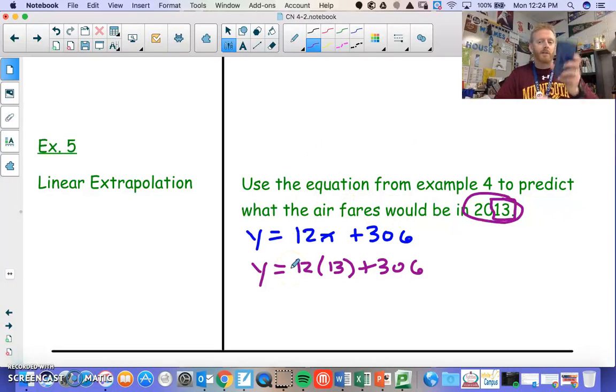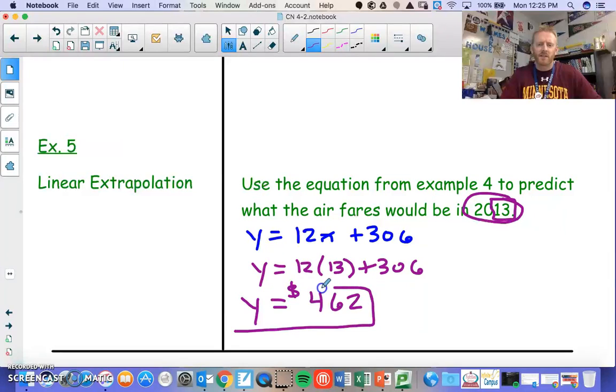So we literally are going to use a calculator. We're going to do 12 times that 13 and then add 306 as our base price. And we find out that the new cost in 2013 would be $462. So is that cheap, expensive? I don't know. It's $462 in the year 2013, even though that's some time ago. But that's the information, folks. So we will be able to use tables to be able to solve things and make predictions for future items, even though 2013 is not the future.